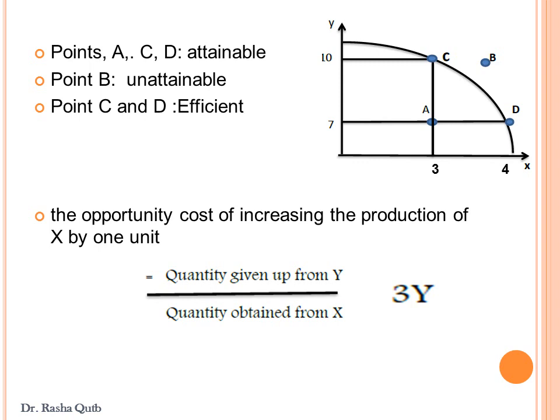It is a minus because we have a negative relationship between the production of X and the production of Y. It means that in order to increase the production of X by 1 unit, we have to give up or decrease the production of Y by 3 units. This is the opportunity cost of increasing the production of X by 1 unit.